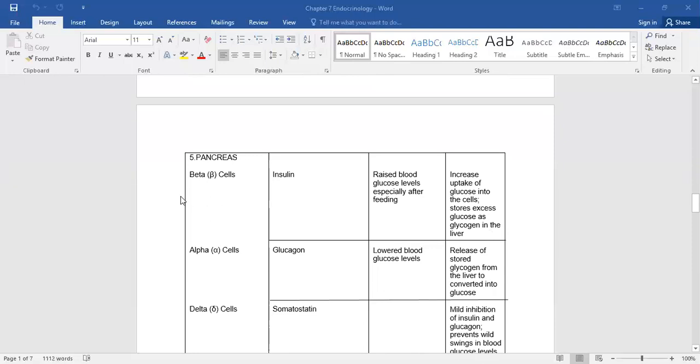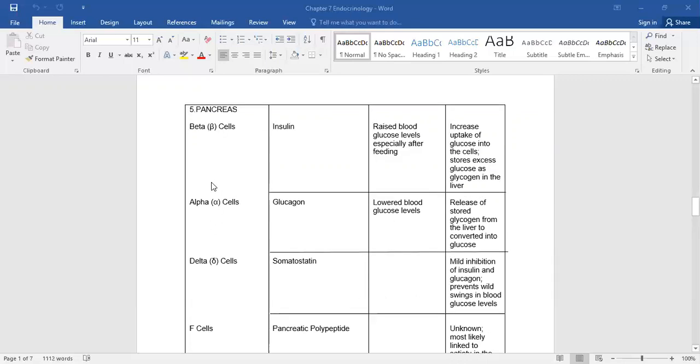Now we're in the pancreas. The pancreas may be part of the digestive system, which is the exocrine part of our pancreas. However, the pancreas also has endocrine functions. These are just different cells in the pancreas that produce hormones, starting with the beta cells. The beta cells are the ones responsible for producing insulin.